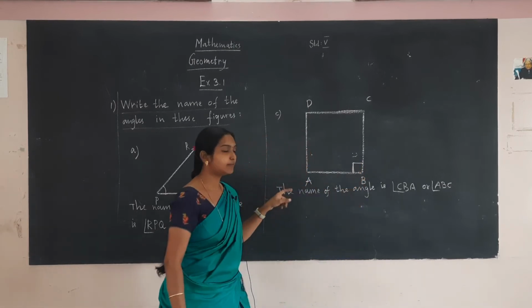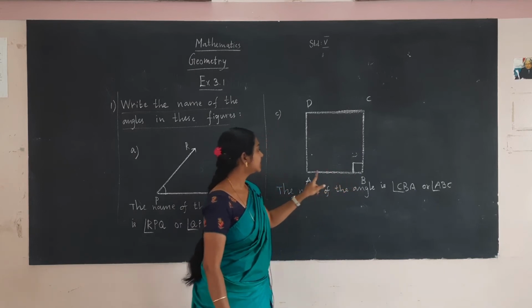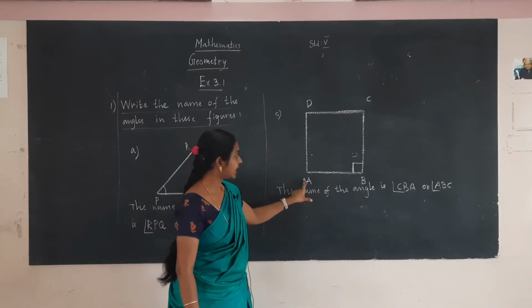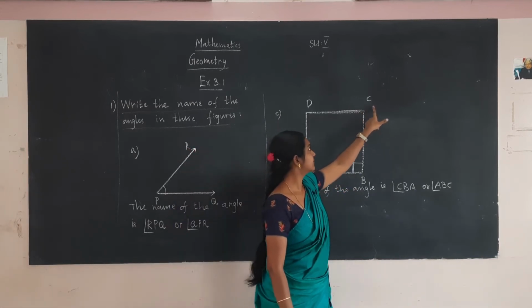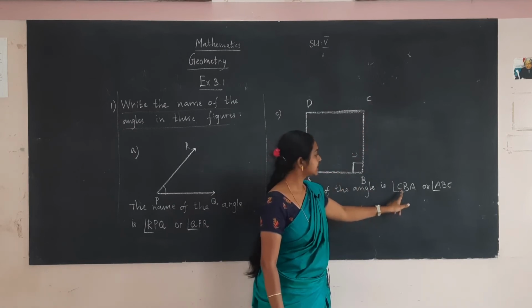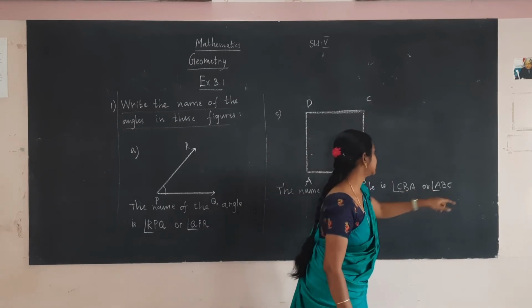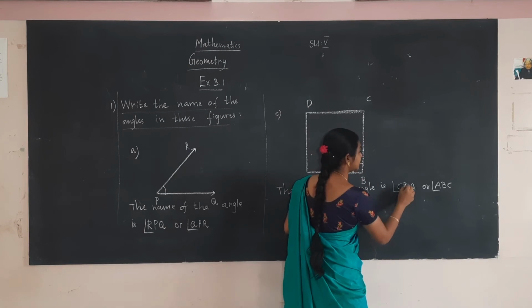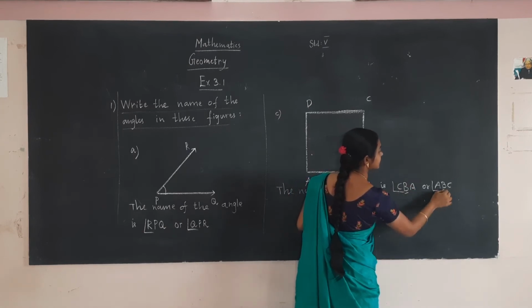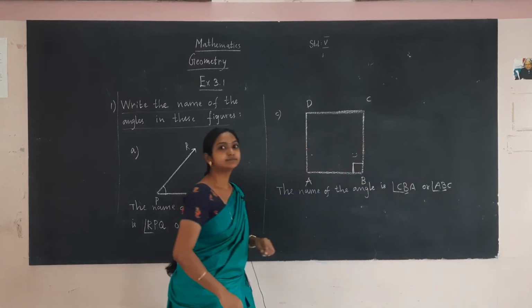Angle is formed in B. So, we have to start either from A or from C. We should write as CBA or ABC. It should be noted that B should be in the middle.